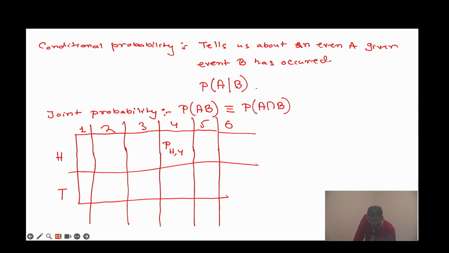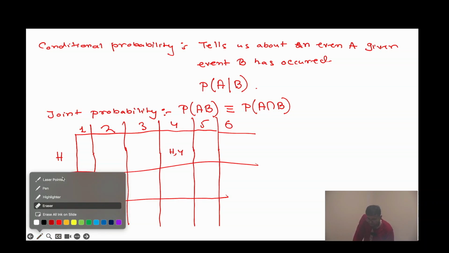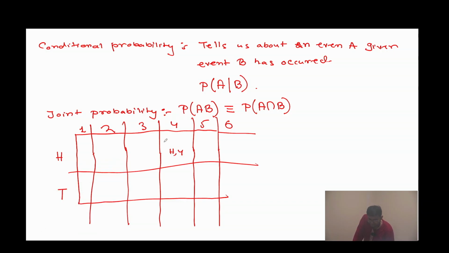And I will write probability here. I can also write the count. Instead of probability, you can write the frequency. You have done experiments and you note how many times you have observed what. So, this is your probability of h comma 4, right.